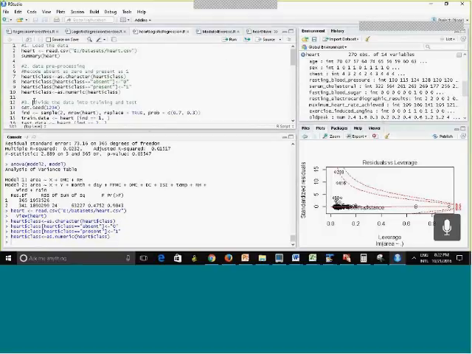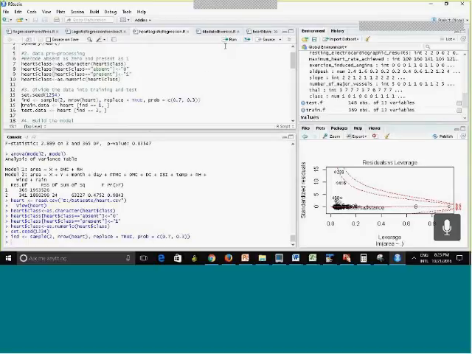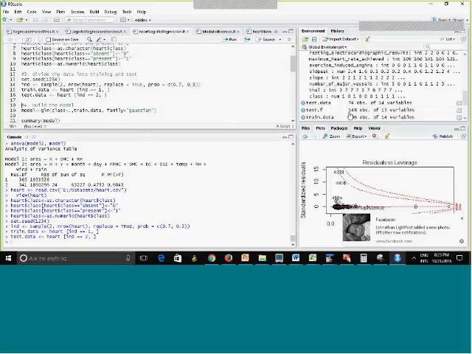Now I need to again divide my data into a training set and test set. But another thing is that I want my result to be reproducible. So I'm going to set my seed. And now I'm going to divide my data into a training and test set, train and test. So I divided my data into two parts. I picked 70% for training and 30% for test.